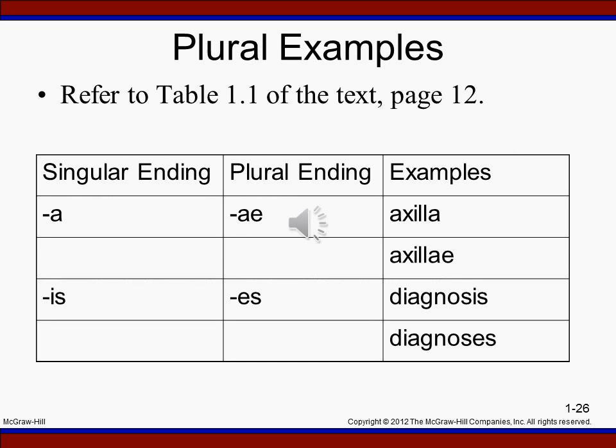You purchased this book for your learning. Refer to table 1.1 on page 12 so you can identify the singular endings versus the plural endings. So you have the example here, axilla. You see A is the end of the word there, singular. And then beneath that you have axillae, which adds AE to the end of the word, which gives it plural meaning.